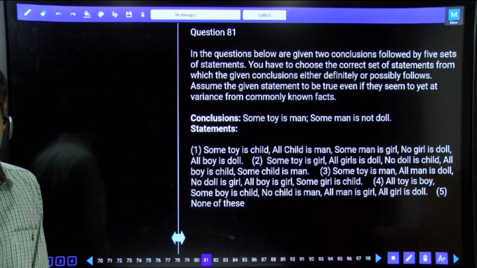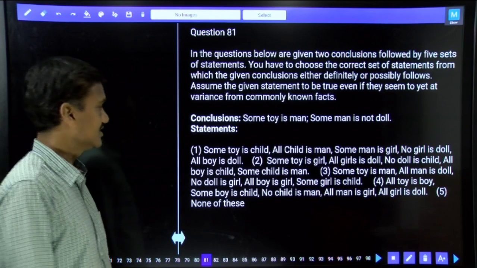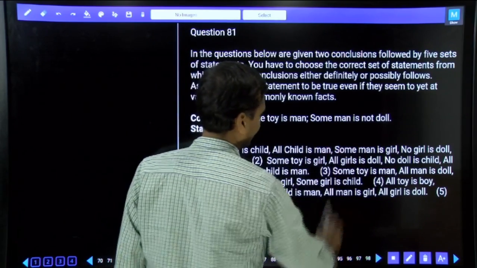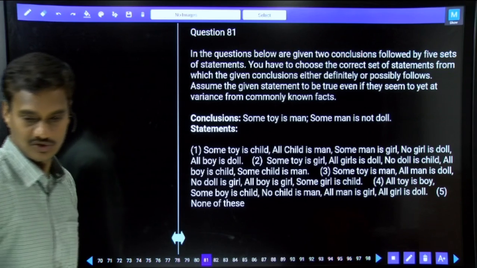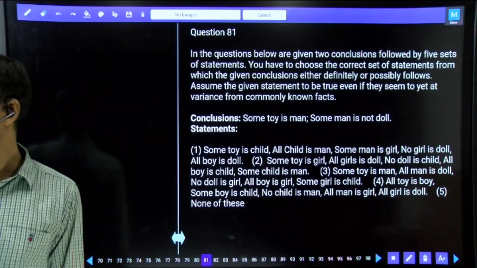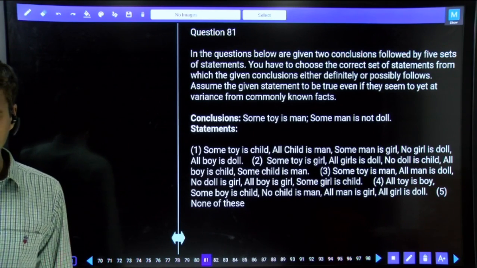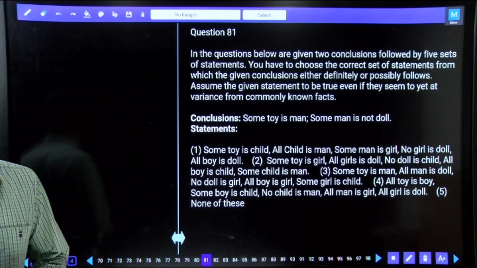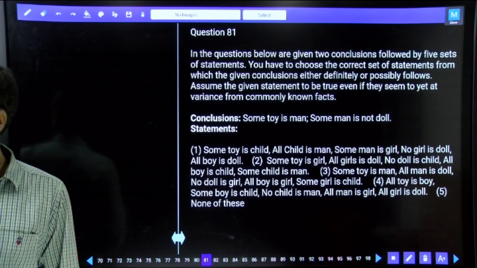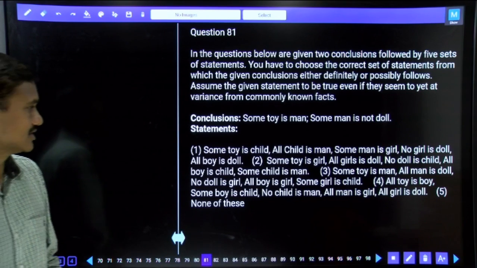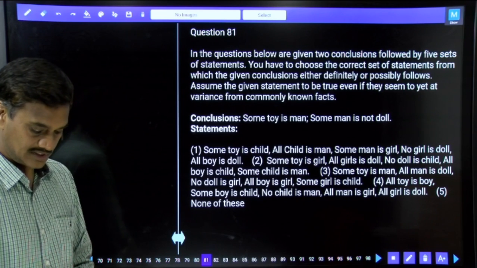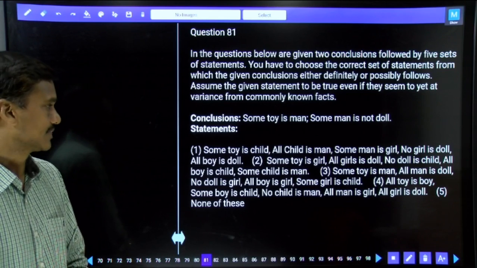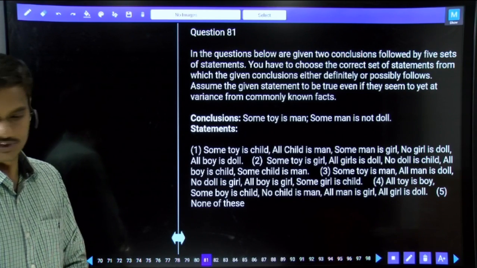Yes, tick cross, Manasa. Now, in this tick cross, these are the conclusions we have. Some toy is man, some man is not doll. Those who are well aware of this tick cross, please just listen. The remaining people, please do not get worried about this one. Those who already learnt about this tick and cross, please follow this one. Other people, whenever there is a chance for me, I'll explain that once again. Please do not get scared about this one.